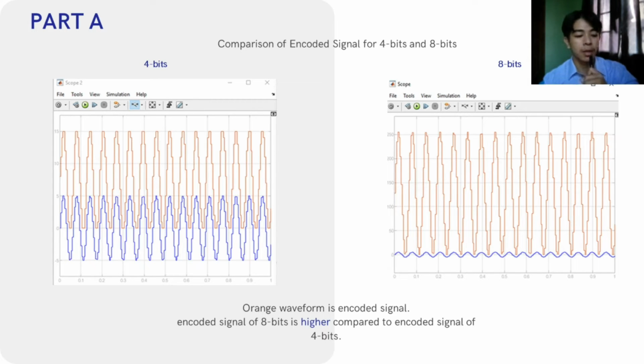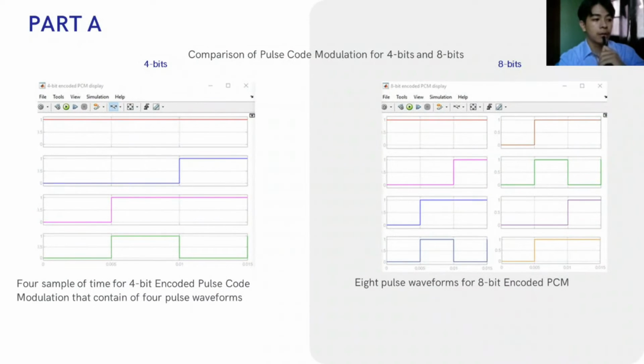And then the comparison of pulse code modulation for 4 bits and 8 bits. As you can see from the simulation, we get 4 samples of time for the 4 bit encoded pulse code, and we got 8 pulse waveforms for the 8 bit encoded pulse code modulation.